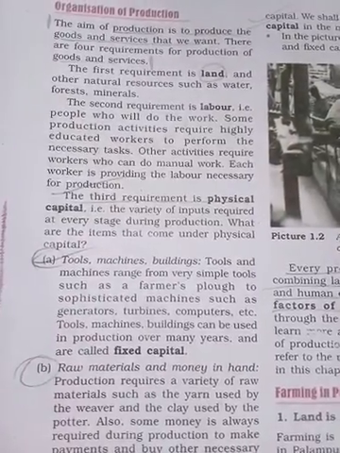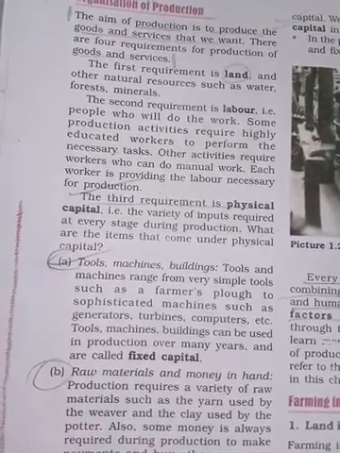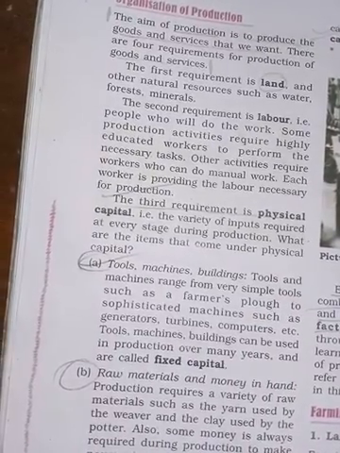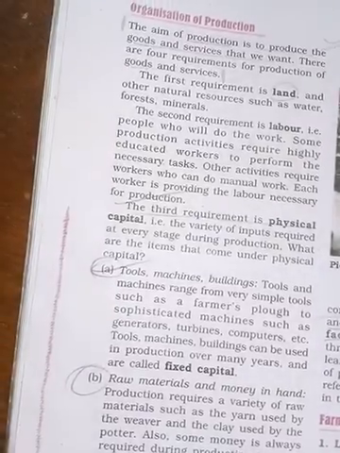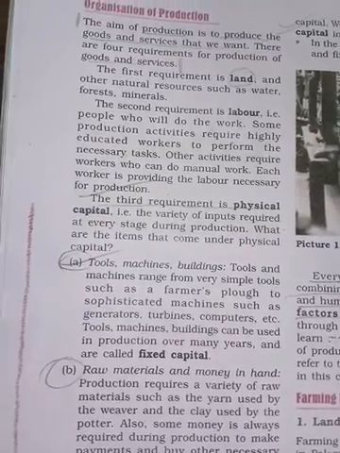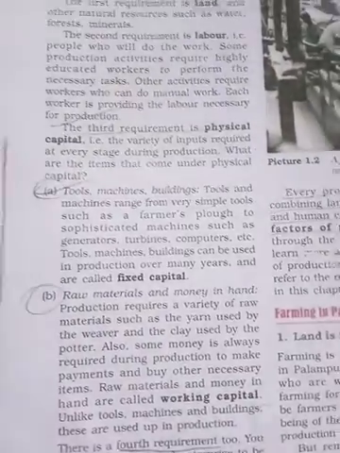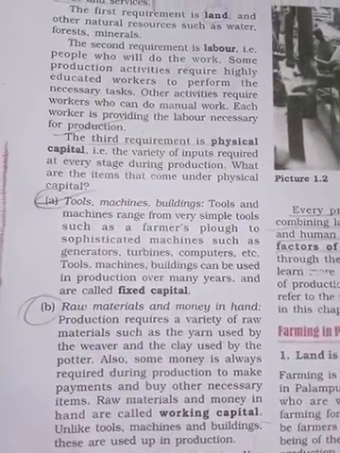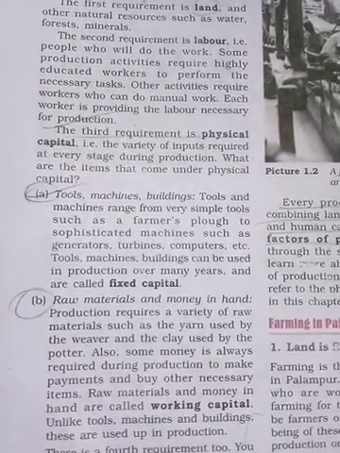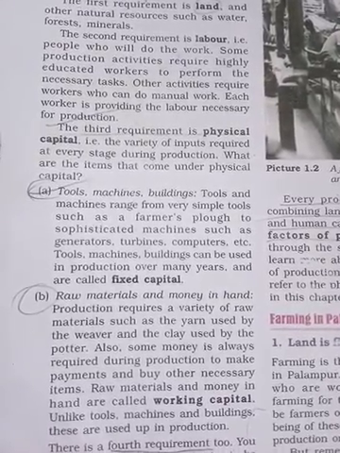Look here. So physical capital is related to money. Suppose you have workers, you have land, but you don't have any money. That means you are not going to be able to buy. For buying a tractor or anything, we need money. Without money we cannot buy tools, machines and buildings. And raw material is also very important. Production requires a variety of raw materials such as the yarn used by the weaver and the clay used by the potter. And some money is always required during production to make payments and buy other necessary items.